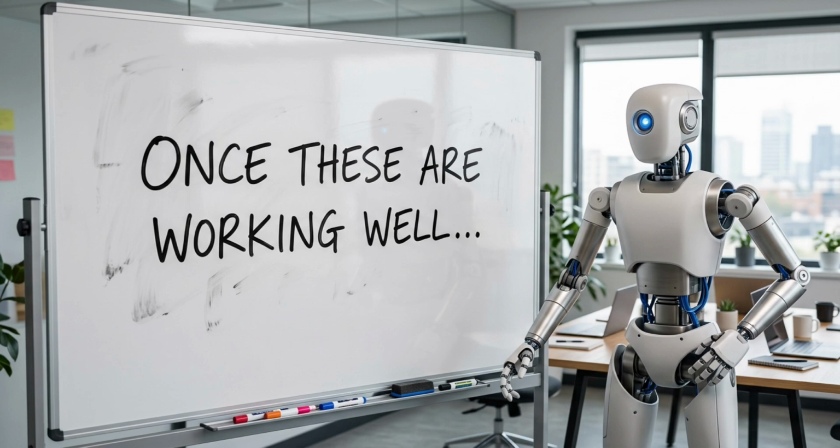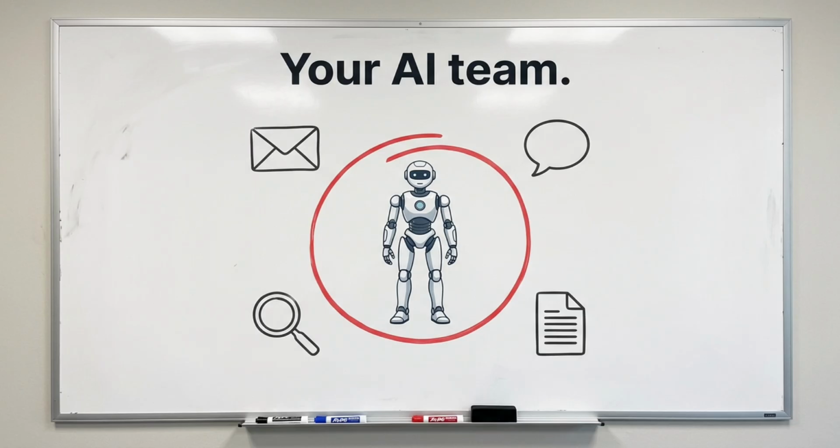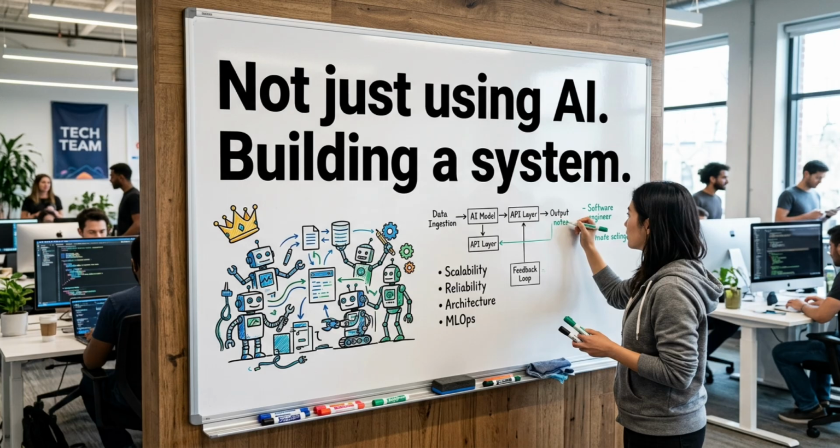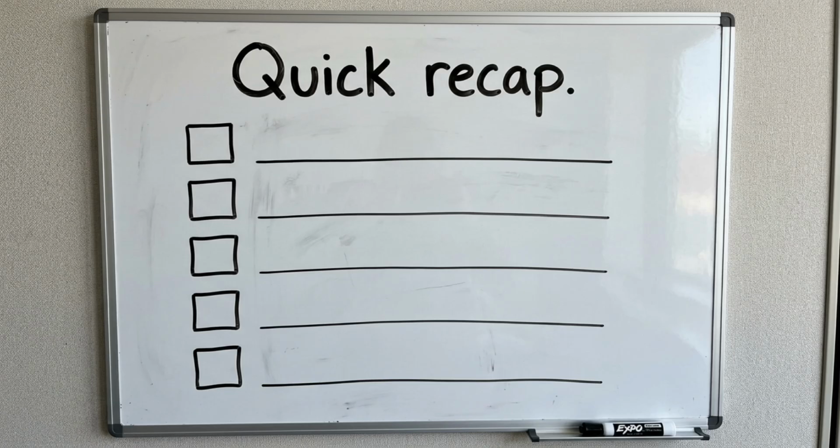Once these are working well, here's where it gets exciting. You can build a small collection of agents, each handling a different recurring task in your week. One drafts emails, one summarizes meetings, one writes reports, one researches competitors. You're not just using AI anymore. You're starting to build a system, your own small team of specialists that never sleeps, never forgets your preferences, and never needs onboarding twice. To recap, here's everything you just learned.